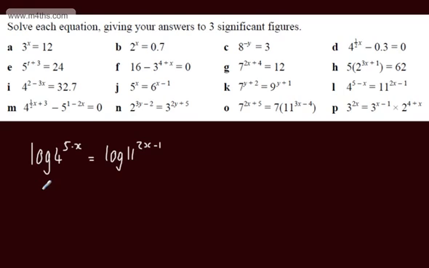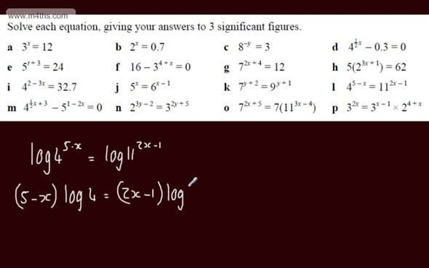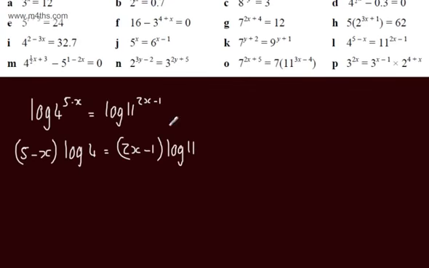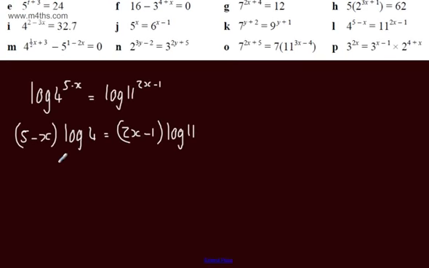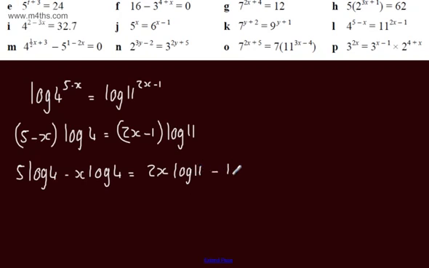We now need to bring the powers down. 5 minus x multiplied by log 4. Log 4, remember, is just a number. 2x minus 1 multiplied by log 11. At this stage, we want to make x the subject. So what I'm going to do, I'll do this the long way around and expand all of this out. 5 log 4 minus x log 4 will be equal to 2x log 11 minus log 11.